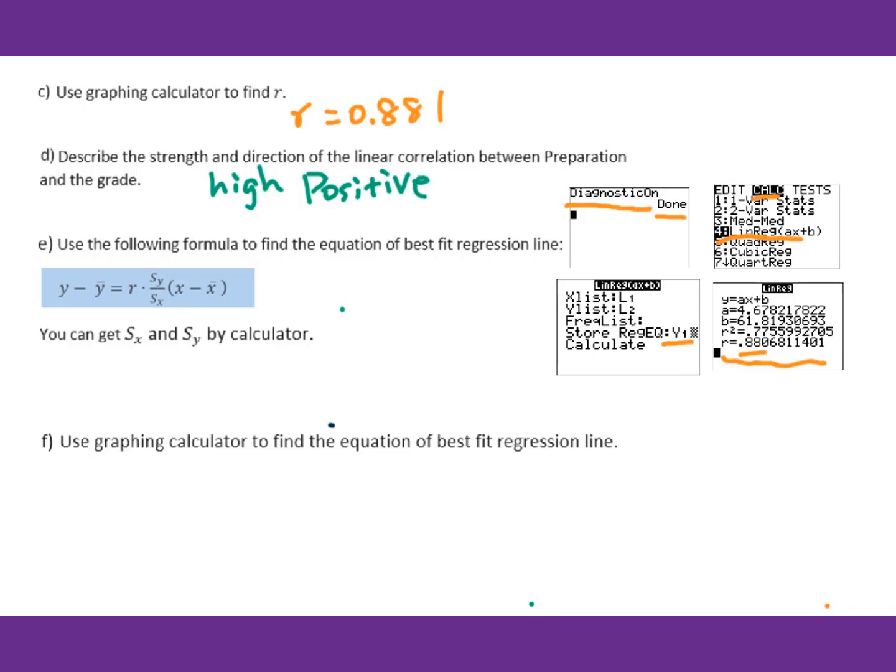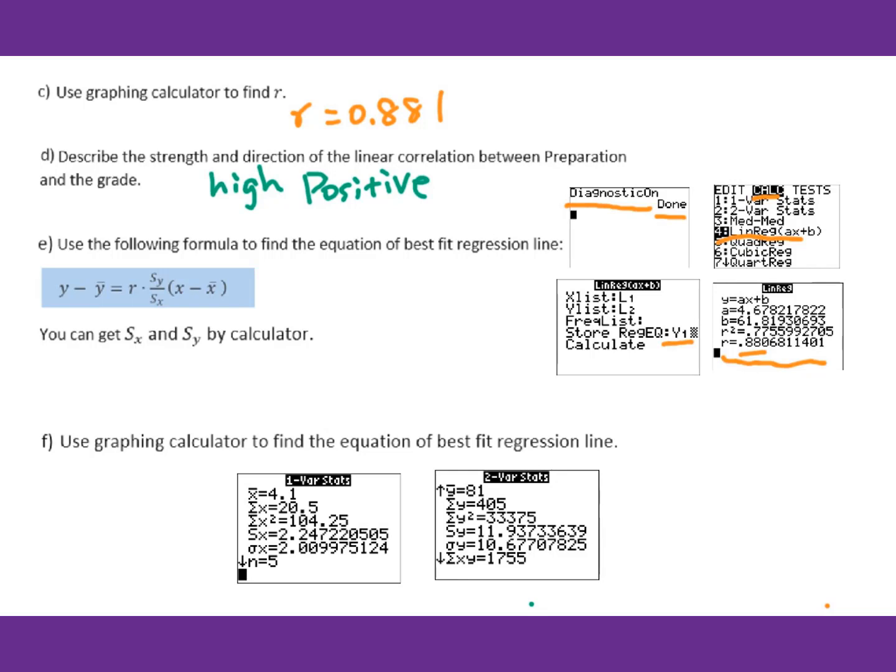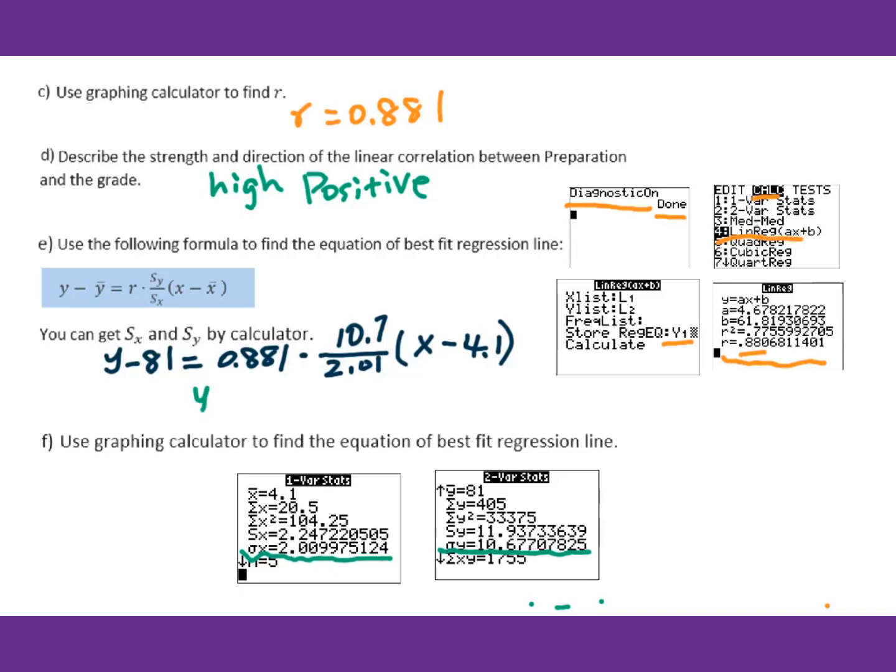For E, use the following formula to find the equation of a best fit regression line. Remember, for the graphing calculator, sigma Y stands for the standard deviation for Y. Sigma X stands for the standard deviation for X. Therefore, we will get Y minus 81 equals 0.881 times standard deviation for Y, that is 10.7, over standard deviation for X, that's 2.01. Then we do X minus X bar, that is 4.1. After you organize, you will get Y equals 4.69X plus 61.8.